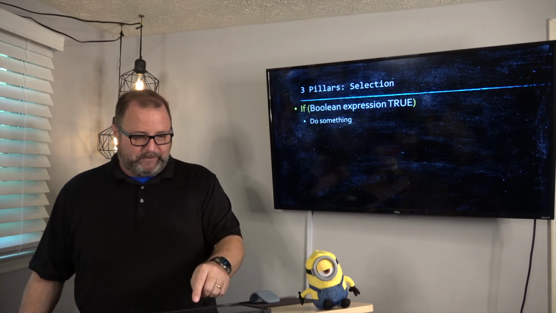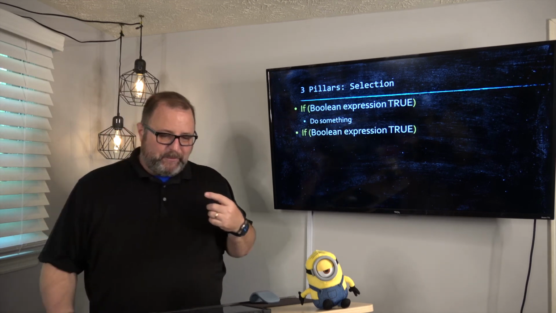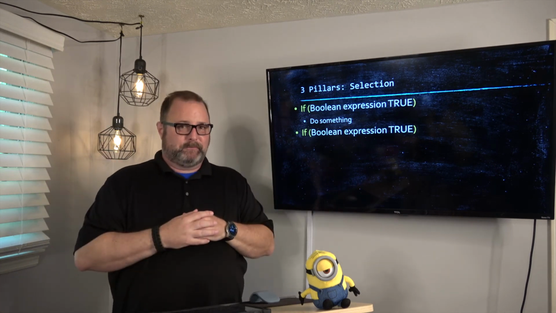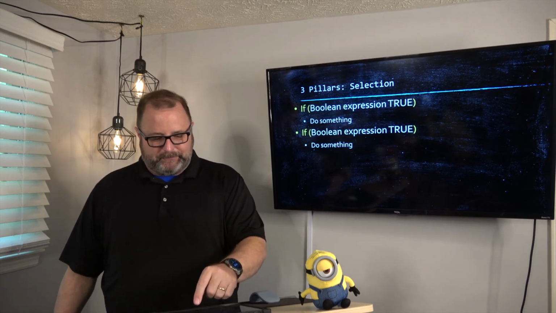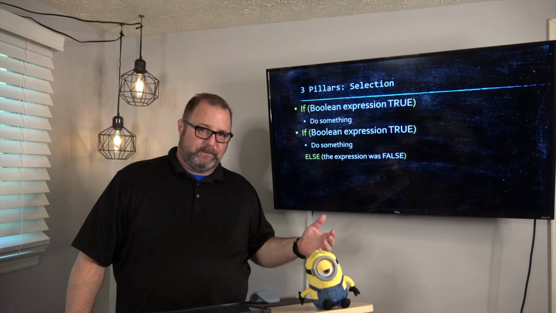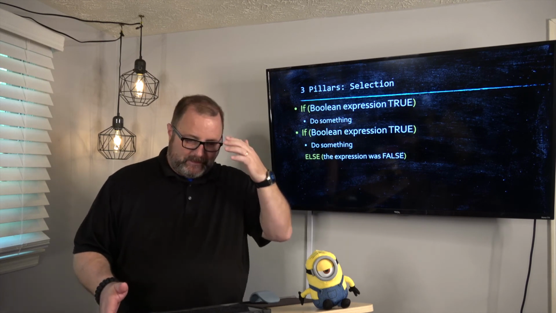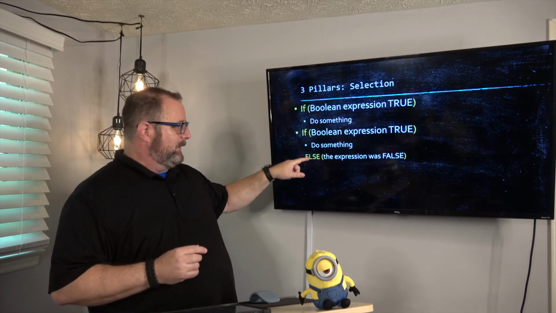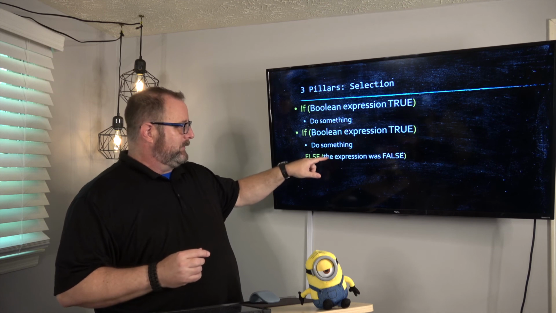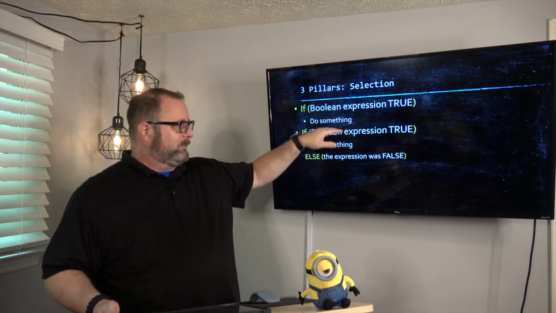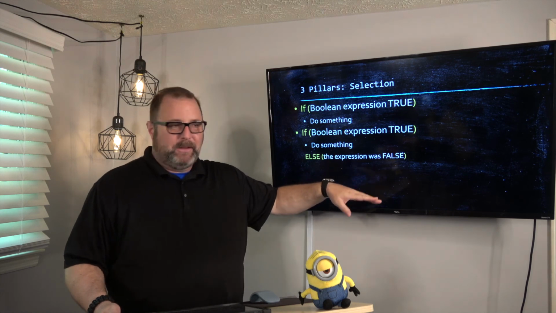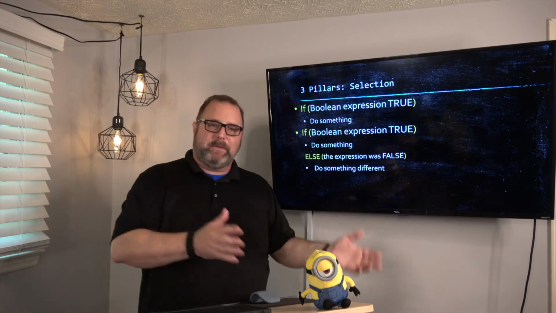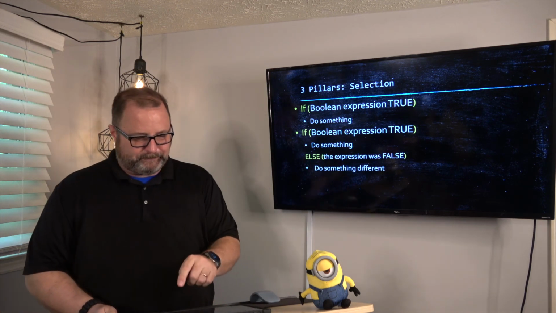Now, there it is. If something's true, do something. But then we have the case where if it's true, I want to do this. If it's false, I want to do this. Then I want to move on. And that's called an if, and then we'll do something, and then there's an else. And an else doesn't need its own expression. This is a little bit misleading the way I type this, because else doesn't need anything after it, because this expression was false. But I put it in there just so I could say the expression was false. So if this is true, do this. Otherwise, do something different, and then pick up where I left off.